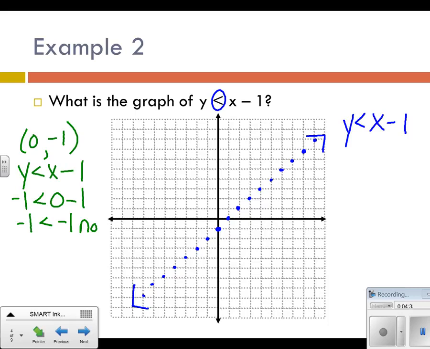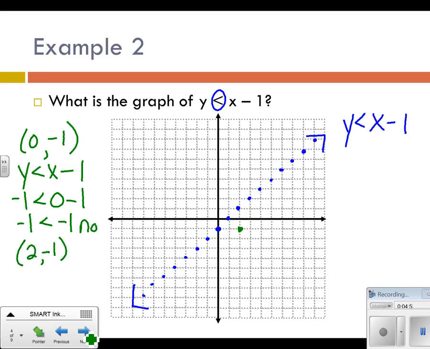Next I'm going to pick, let's just go with 2, negative 1. So this point right here, if I select that point and plug it into the same inequality, I'm going to write down what I'm picking here, which is 2, negative 1.